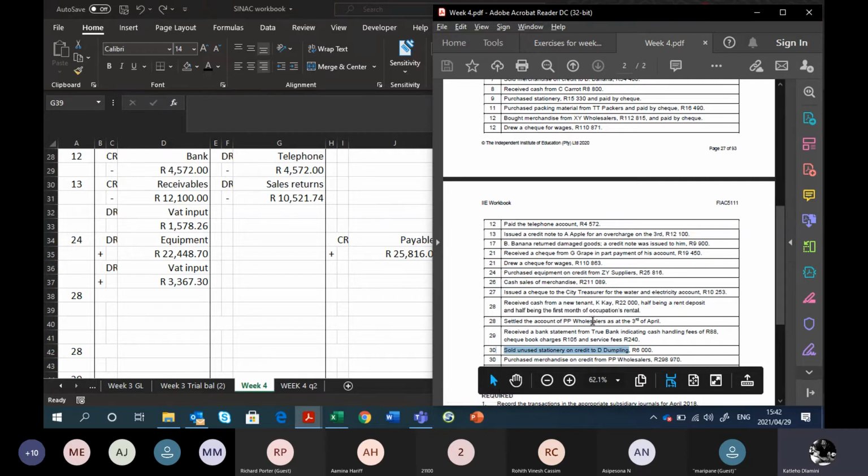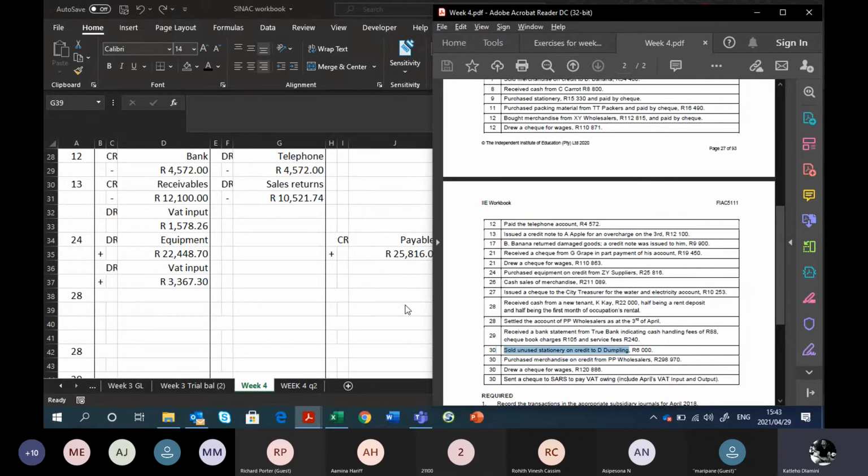On the 28th, settled account of PP wholesalers as of the 3rd of April. Okay, so settled. Sorry, the first 28th. I just skipped this one. Received cash from new tenant KK, 22,000, half being rent deposit and the other half being first month's occupational rent. Okay, so half of this amount is going to be payables because we owe this person this amount. So the first one, we're going to put it there in payables. We're going to credit our payables with 11,000.